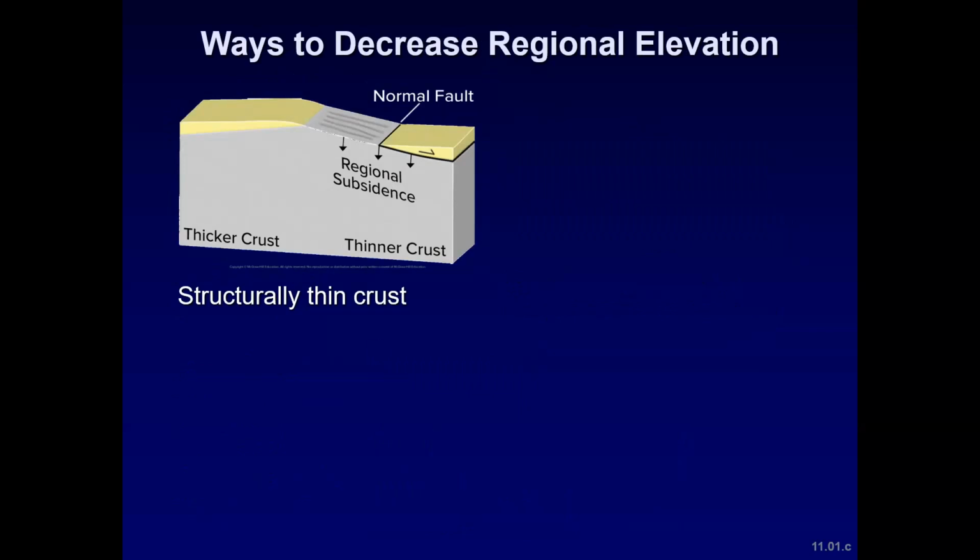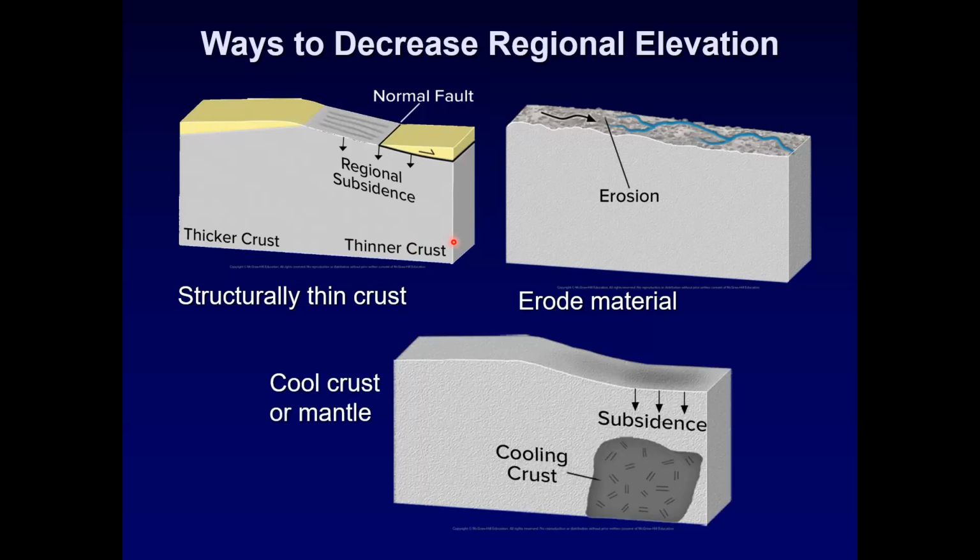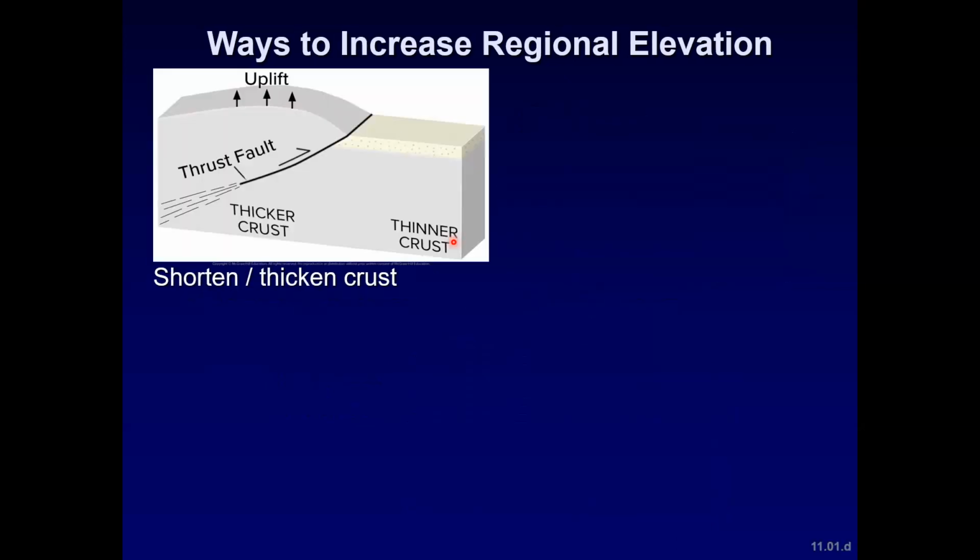So what are some ways you can decrease regional elevation? Well, through faulting, you can structurally thin crust. We have a normal fault here and then regional subsidence happening. Thicker crust and then thinner crust. You can decrease elevation through erosion, like the Appalachians in North America have eroded quite a bit over time, and they lost elevation that way. You can cool that crust or mantle, and then that'll result in subsidence.